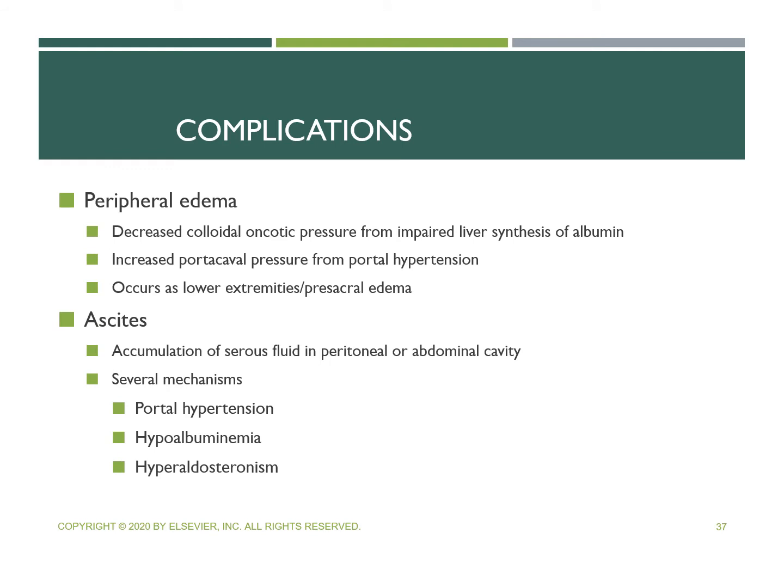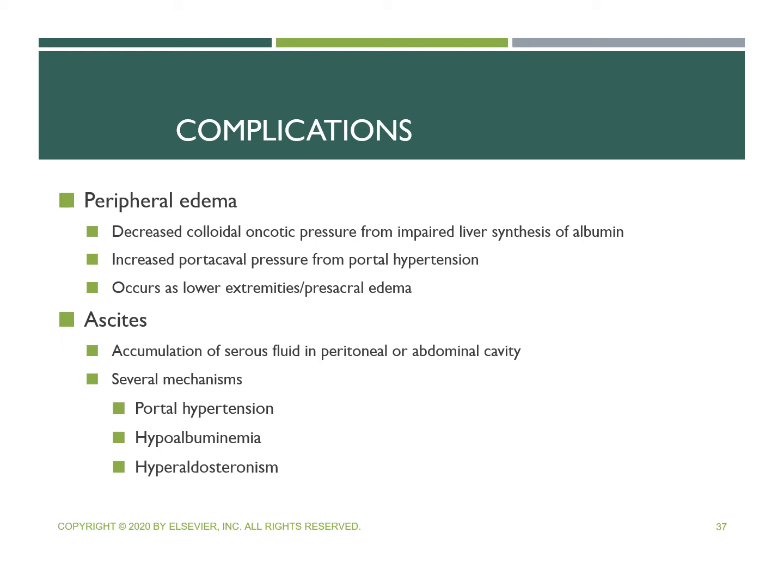With peripheral edema, you have a decreased colloid oncotic pressure from impaired liver synthesis of albumin, and increased portocaval pressure from portal hypertension. The peripheral edema occurs in the lower extremities and presacral area. Patients that have pitting edema will have a low albumin level.